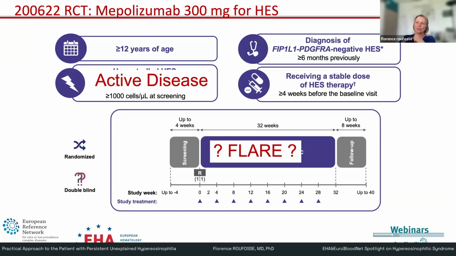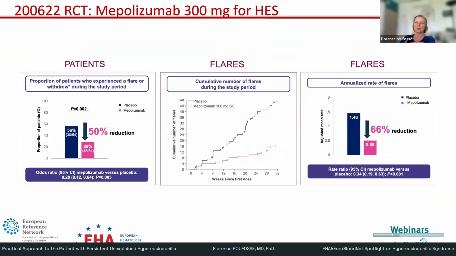And so the proportion of patients who flared during this 32-week period was the primary endpoint. And as you can see on this slide, this endpoint was well met with a very, very nice statistically significant difference between the proportion of patients who flared, which was 50% lower in patients who received active treatment compared to those who received placebo. You can see here the cumulative incidence of flares, and you can see it was a lot lower in the mepolizumab treatment arm. And if you look at the annualized rate of flares, because this was a 32-week period, so if you look at a 52-week period, there was a 66% reduction in the incidence of flares.